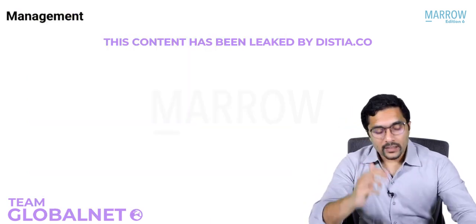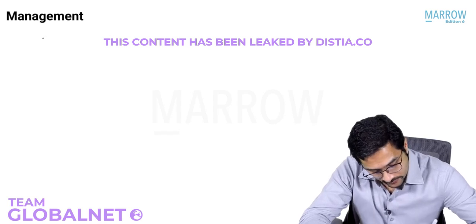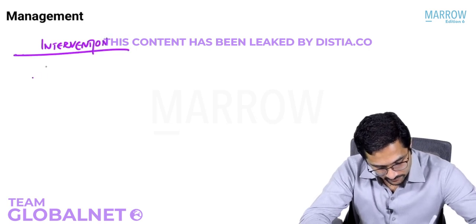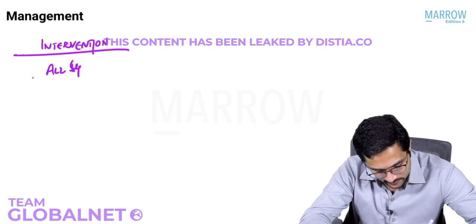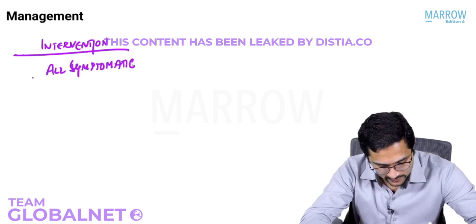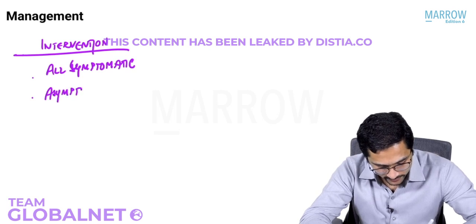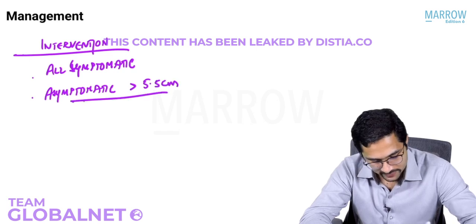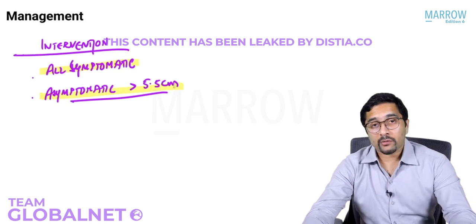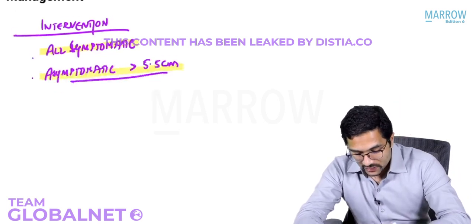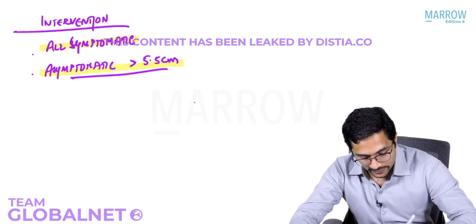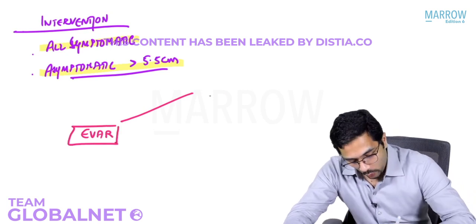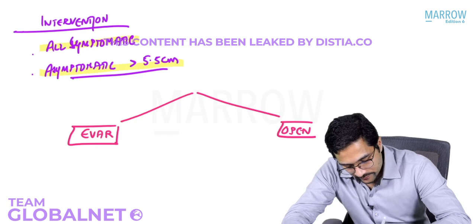The management of abdominal aortic aneurysms: intervention is required. The indications for intervention are in all symptomatic aneurysms, in all symptomatic patients, and in asymptomatic patients where it is more than 5.5 centimeters in size. These are the patients who require intervention. Now, intervention in abdominal aortic aneurysms can be of two types. You can either have EVAR, which has become the first line of treatment now, or you can have open surgery.